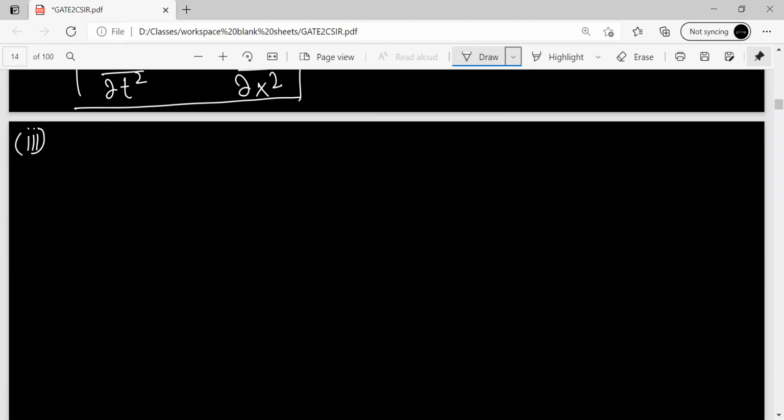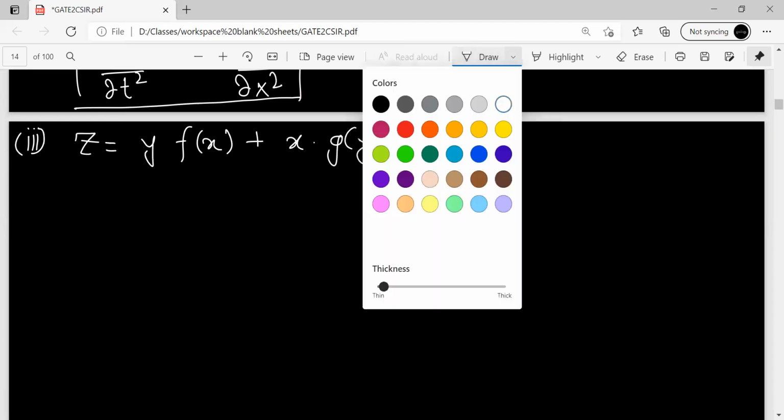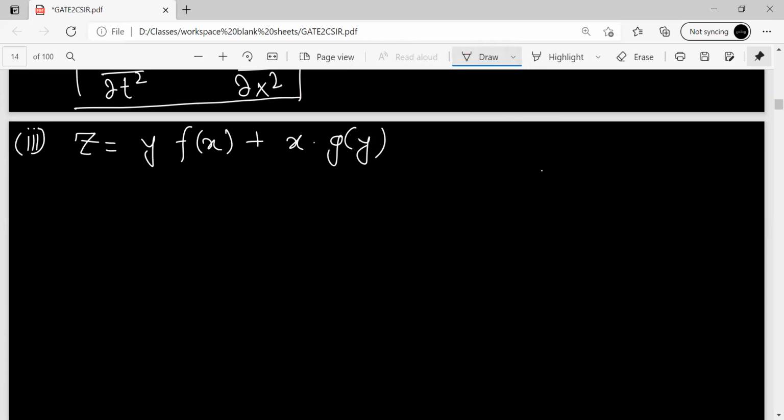So this is example 3. Z equal to y f of x. Now this will be quite interesting to solve. If you have understood the concept, you can pause the video and try on your own. So at this step, you can pause the video and try. So hope you're trying.